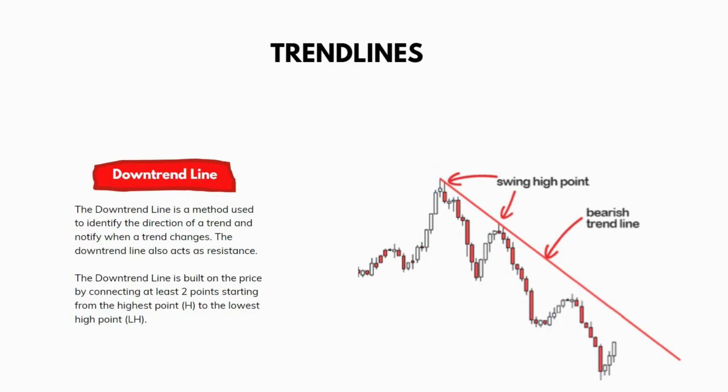like I said, at least 2 points must be touched, starting from the highest, and the second point is the lowest high. And we call this the bearish trend line. So what is the function of the bearish trend line? The function is that it becomes the resistance. Okay, if the market does not cross this trend line, that means the downtrend is still valid.